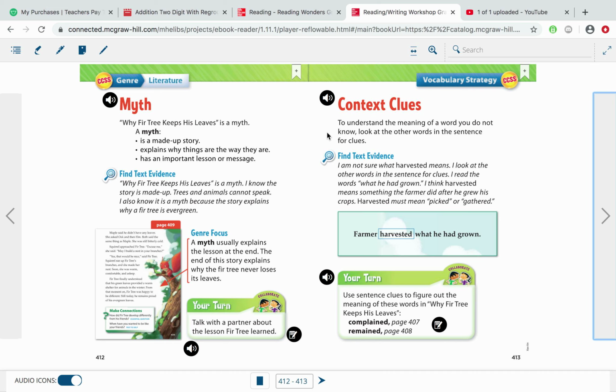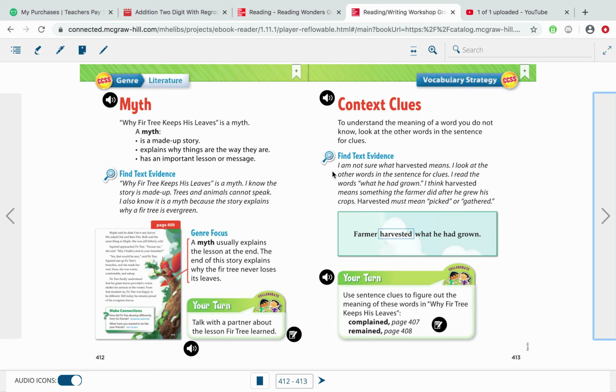The vocabulary strategy this week is context clues. And what that means is if you don't understand a word that's in a story, look at the clues around it and it will help you understand the meaning of the word that you don't know. So, to understand the meaning of a word you do not know, look at the other words in the sentence for clues. I'm going to go ahead and read on.